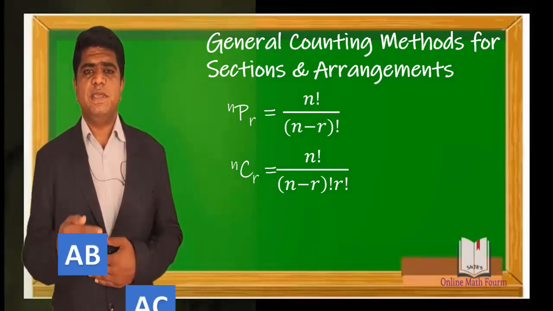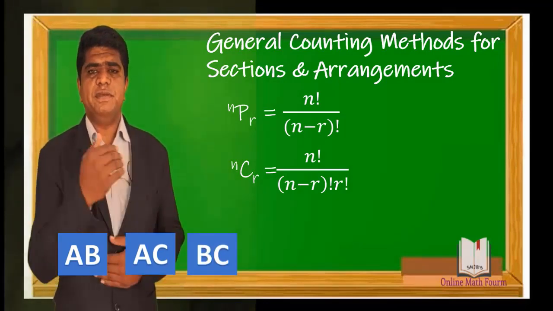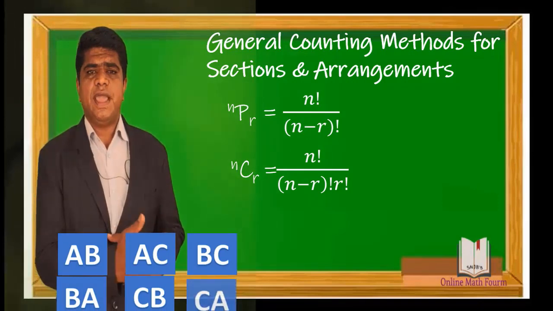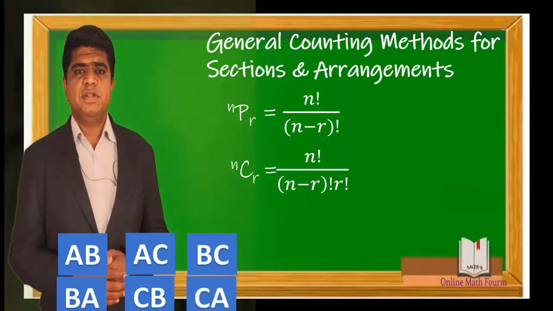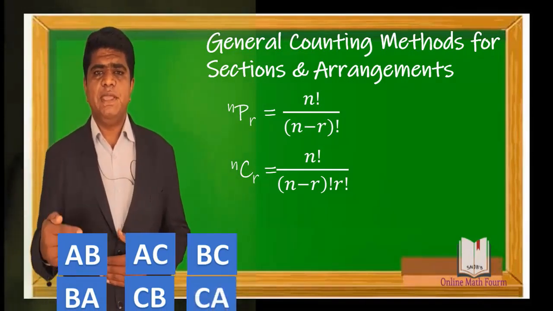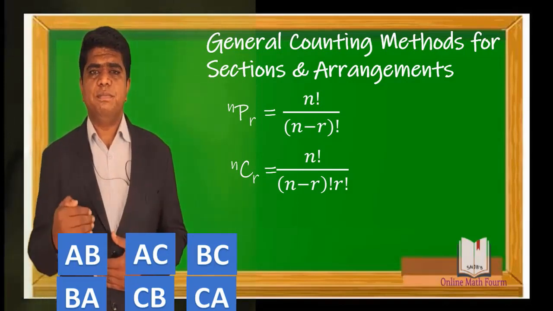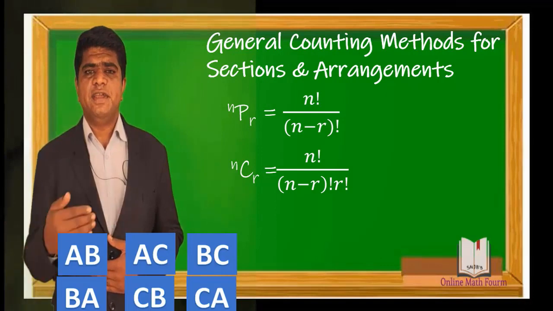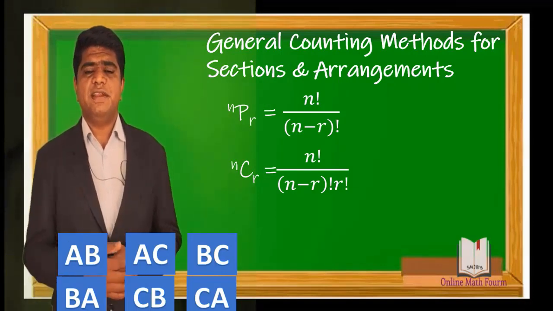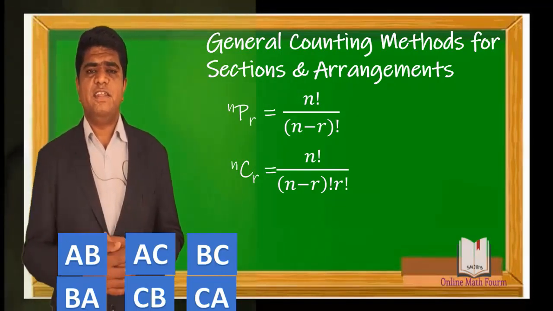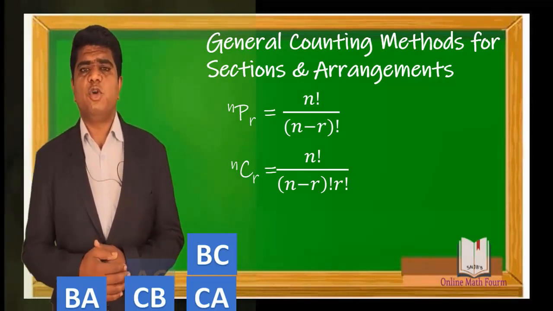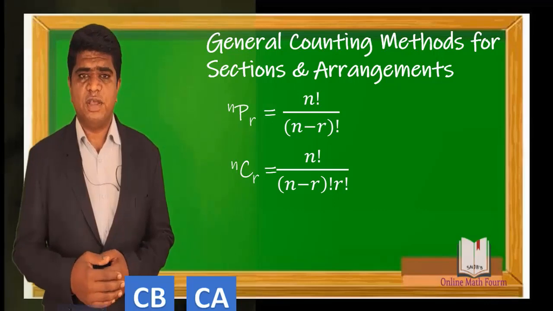The photographs are AB, AC and BC, and similarly BA, CB and CA. Here note that the photograph AB and the photograph BA are different. In one, A is seated on the right hand side and B on the left hand side, and the other photo is exactly opposite. So we get 6 different photographs.